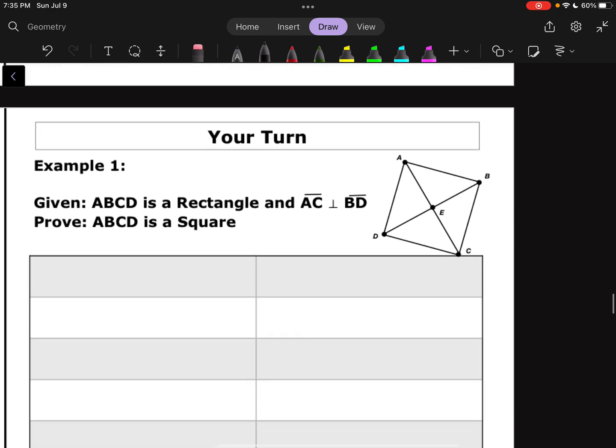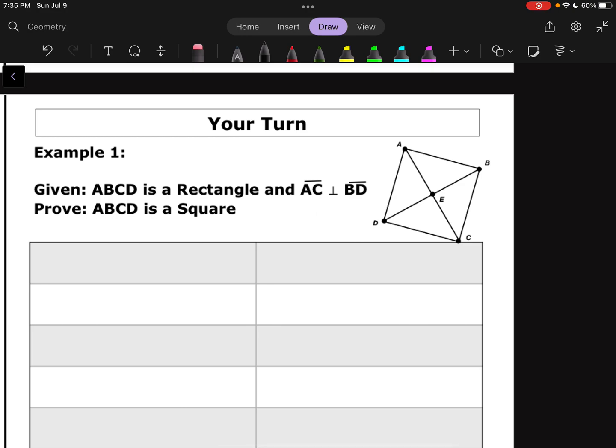Okay, so your turn. You've got one that you're going to try to prove is a square again. So you should be looking really closely at that last one we did. Remember, to be a square, you need all 4 angles being the same and all 4 sides being the same. Since we are starting off with a rectangle, it is a rectangle, and AC is perpendicular to BD. Since you're starting off with that being the given, you should know that all 4 angles are already the same, since that's a rectangle. And then you're going to try to get all 4 sides the same.